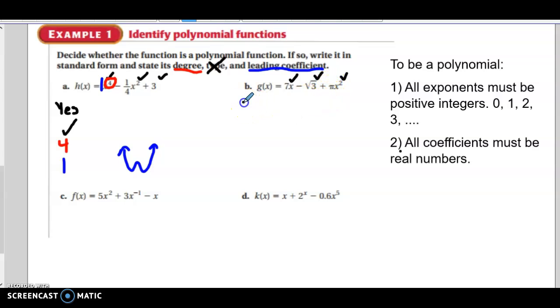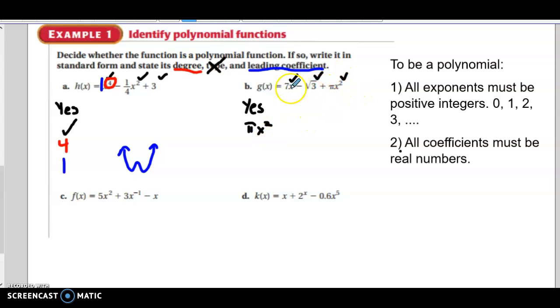So this is a polynomial. We won't see many like this. Is it in standard form? This one is not. So to be in standard form, the highest exponent has to come first. So this term, pi x squared, should come first. I'm sorry about my handwriting with my fingertip here, but pi x squared must come first.